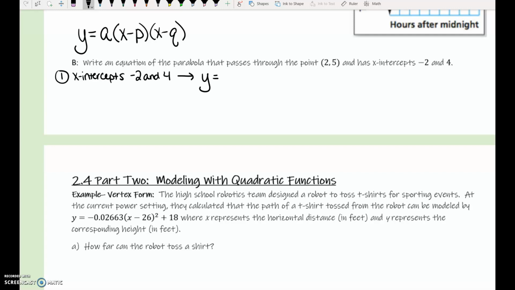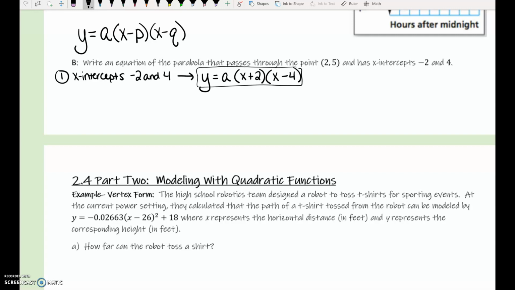So y equals a. If my first intercept is -2, how should I write that in the formula? X, because -2 is the p. So x minus a -2, that would be x plus 2. Remember that it's opposite. And the other set of parentheses would be x minus 4. Lovely.